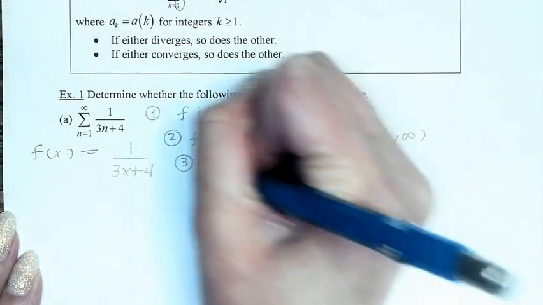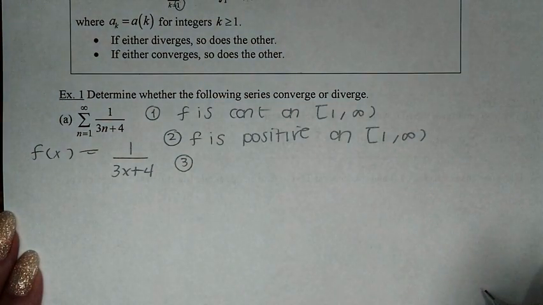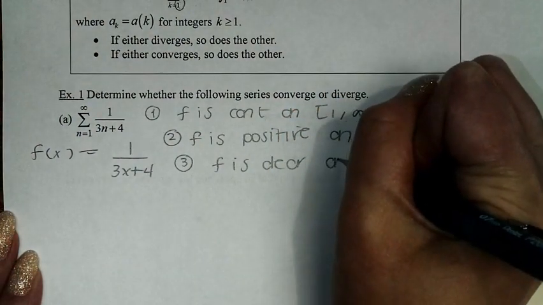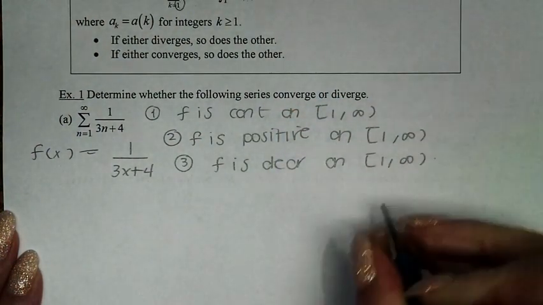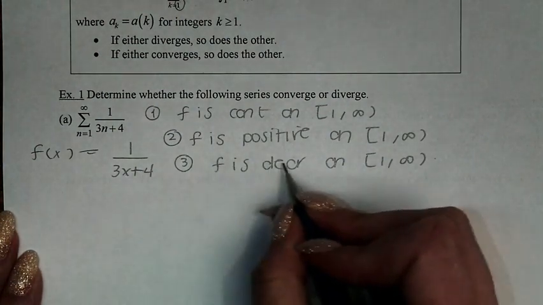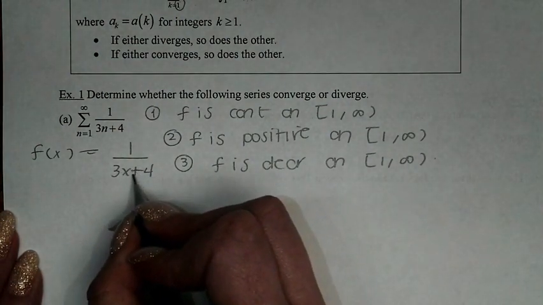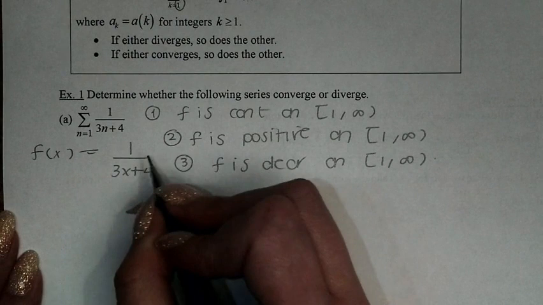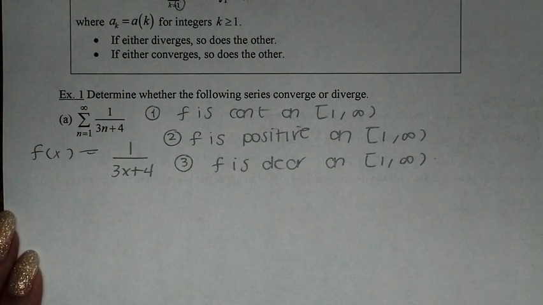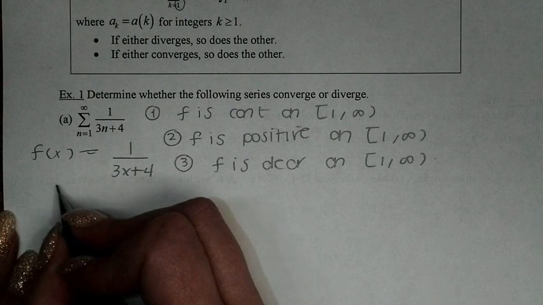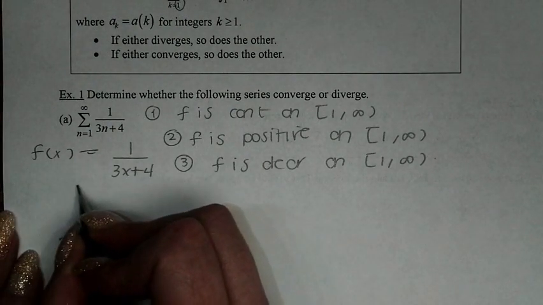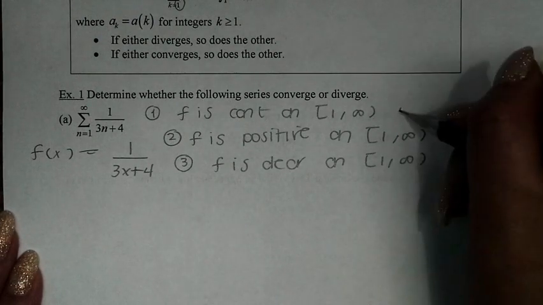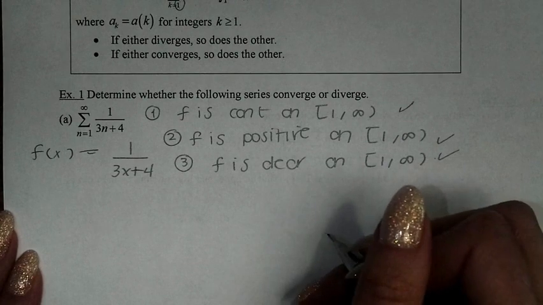So number 3, what's the business here? For number 3, we check if f is decreasing on the interval 1 to infinity. So ask yourself, what's the business here? As x increases, the denominator will get bigger and bigger. So what happens here is that your function will be decreasing. In case you are second guessing yourself, you can always take the derivative of this one, and if the derivative is negative, which it will be in this interval, then it's going to be decreasing. So you have the three conditions, so you can apply the integral test.